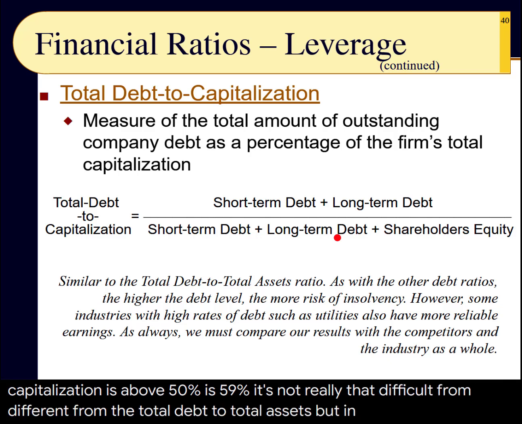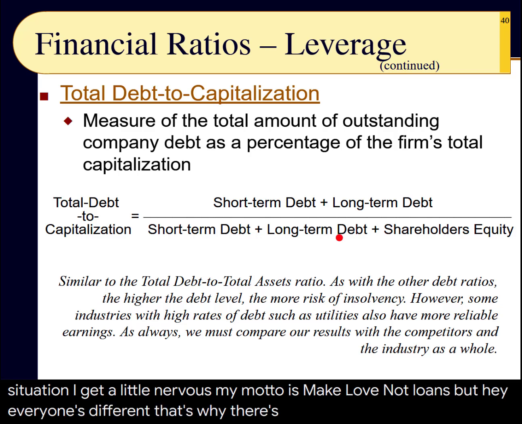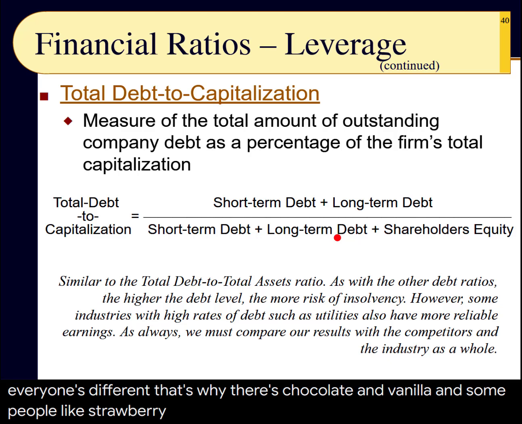But in somebody like me's situation, I get a little nervous. My motto is make love, not loans. But hey, everyone's different. That's why there's chocolate and vanilla, and some people like strawberry. Plus, I'm not wielding Sprouts and other publicly traded companies' checkbooks. So I'm worried about my own checkbook.